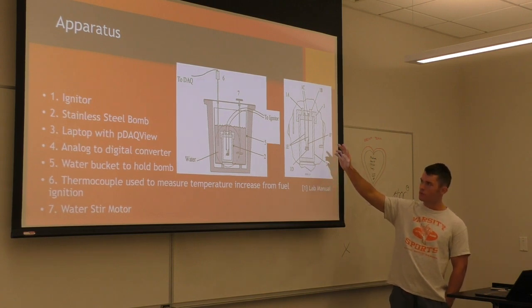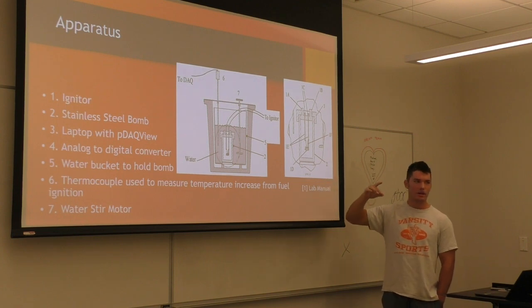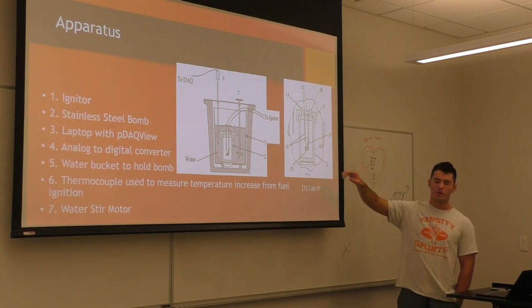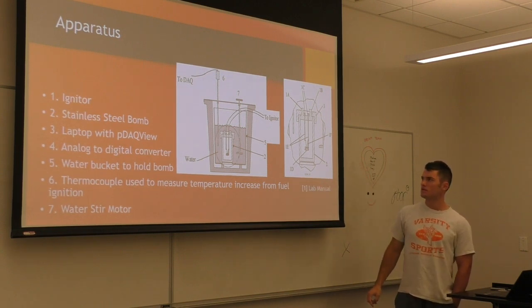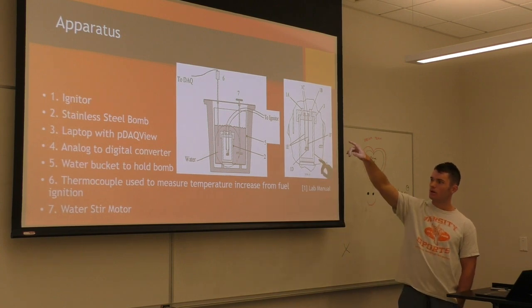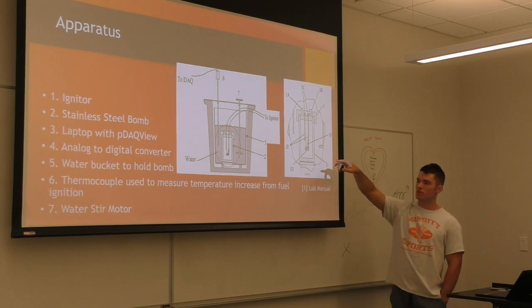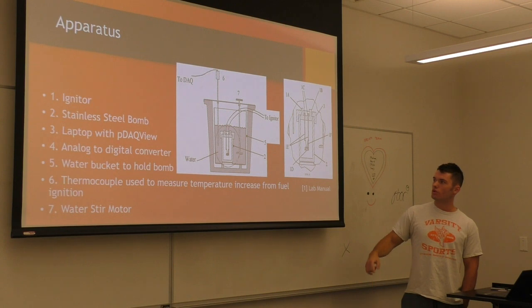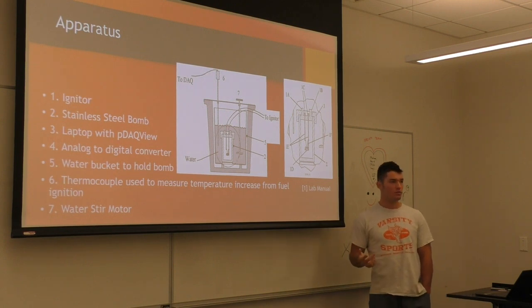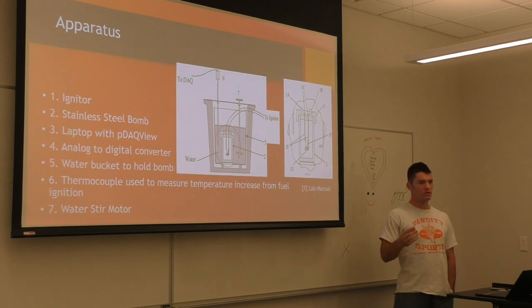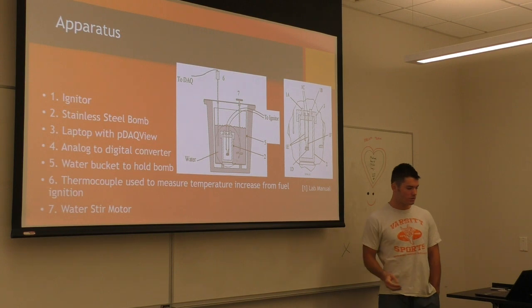Number four, which isn't shown along with three, is the laptop, and how it converts that signal to a digital signal. Five is the actual bucket, which holds water and the bomb in it. Six is the thermocouple, as shown up there, which is also connected to the DAC computer sensor, and it's used to measure the temperature increase. And then seven is the water stir motor, and it's important because it continually keeps the water moving, so you don't get a different temperature or reading at one location as compared to another. It keeps it fluid so it's constant throughout.